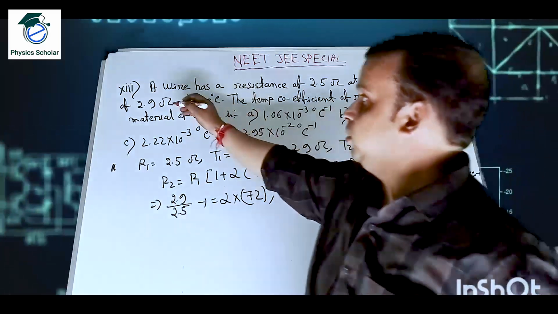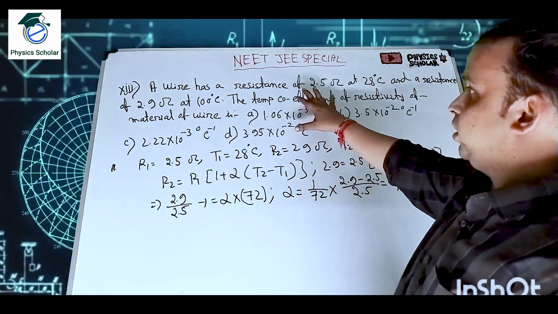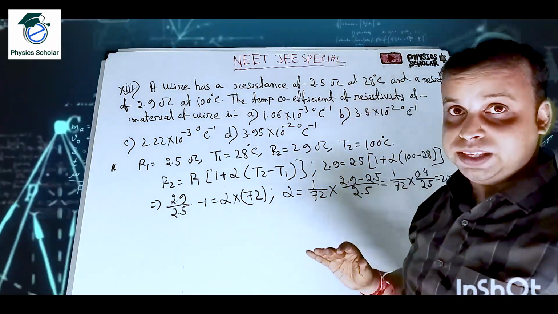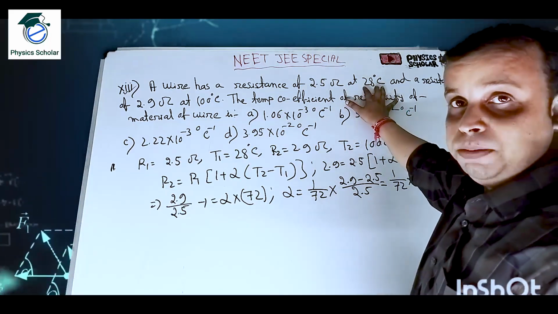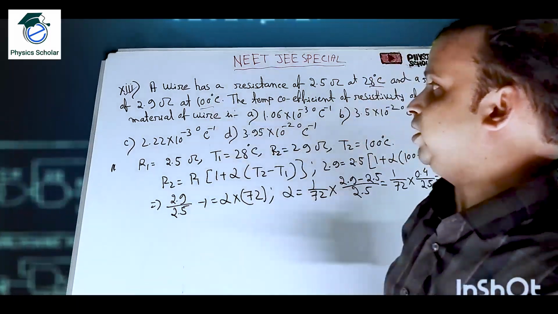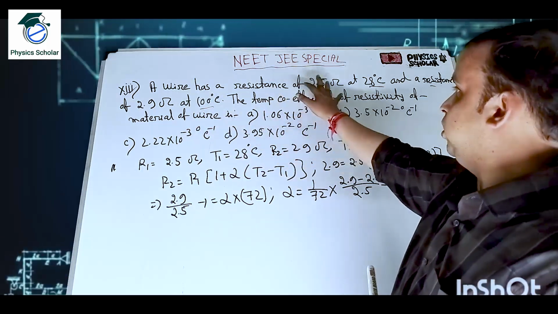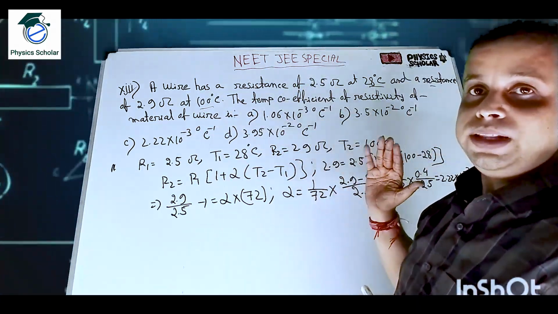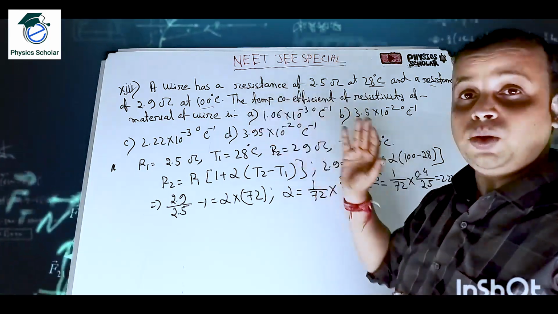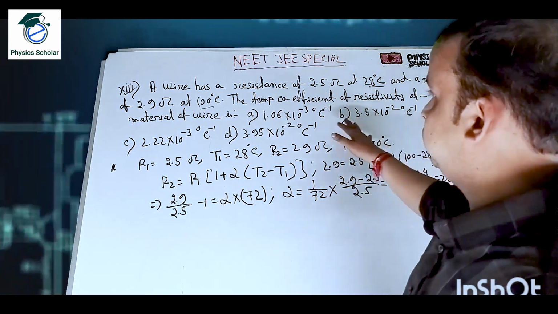Okay students, now let us move to question number 13 of today's episode. The same type of sums: the wire has a resistance of 2.5 ohm at 28 degree centigrade. Here room temperature is not given. The temperature is 28 degree centigrade and the resistance is 2.9 ohm at 100 degree centigrade. So the two temperatures and two resistances are given. That means R1, R2, and the temperatures T1 and T2 are given. Now alpha, the temperature coefficient of the resistance, we have to find out.